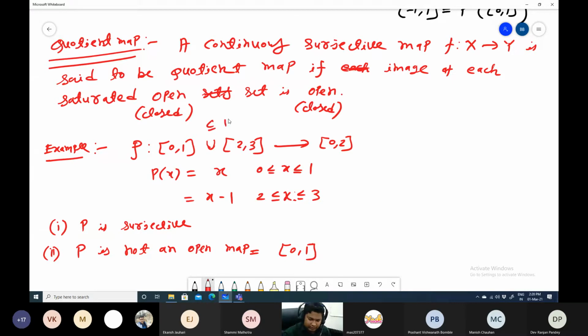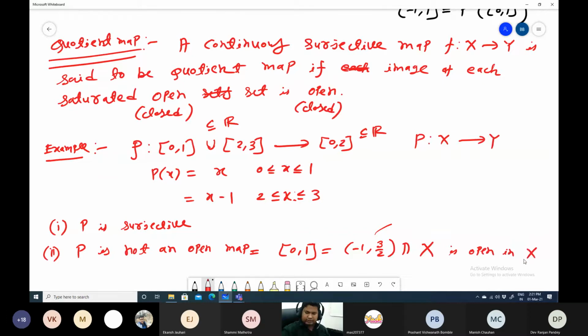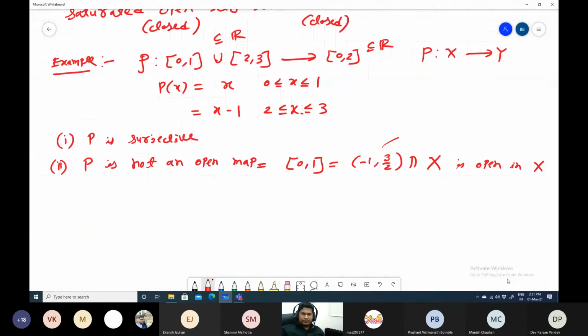Okay, so subspace of R. Now it can be written as, say, (-1, 3/2) intersection X. Say this is your X. Now this is open in R and X is this set. So therefore this is open in X. Okay, so this is your open set.